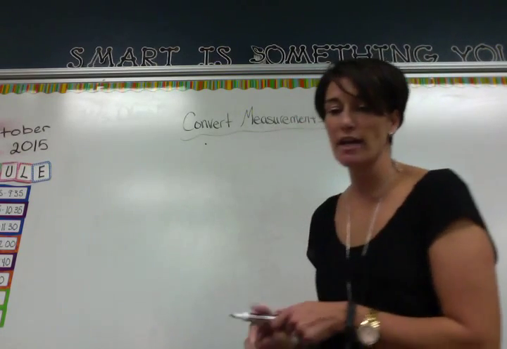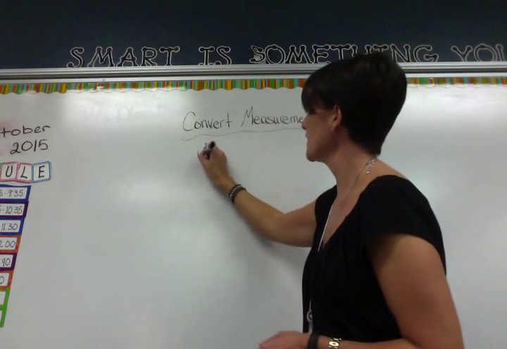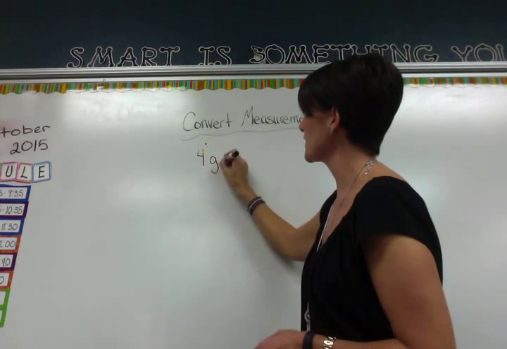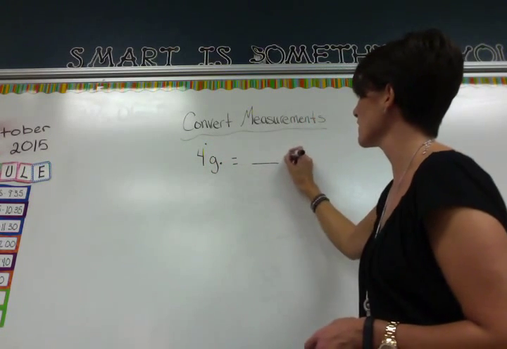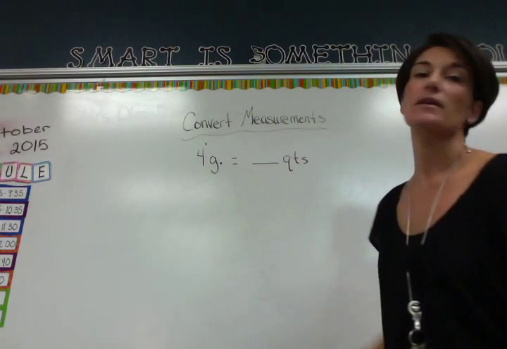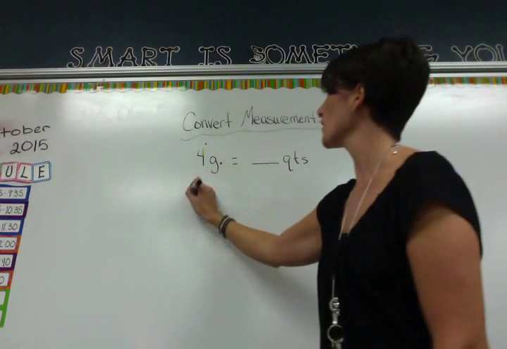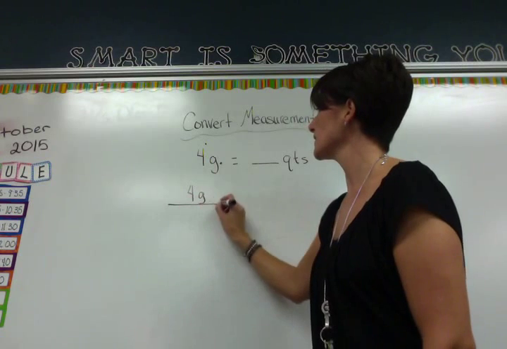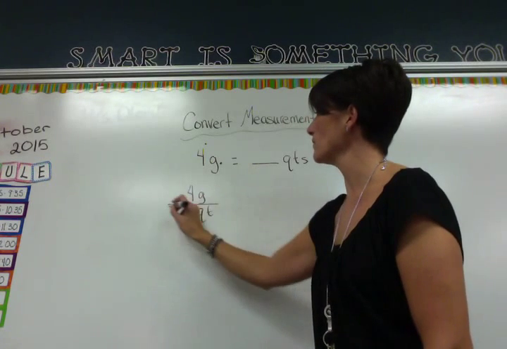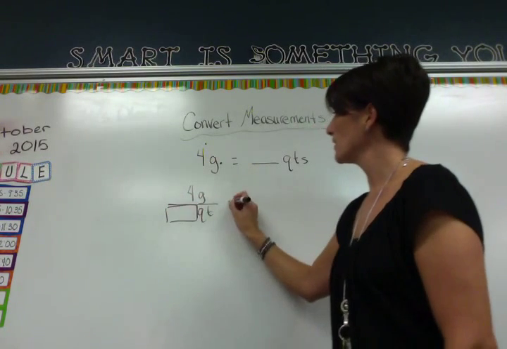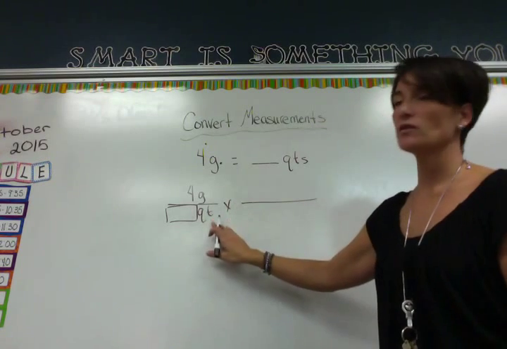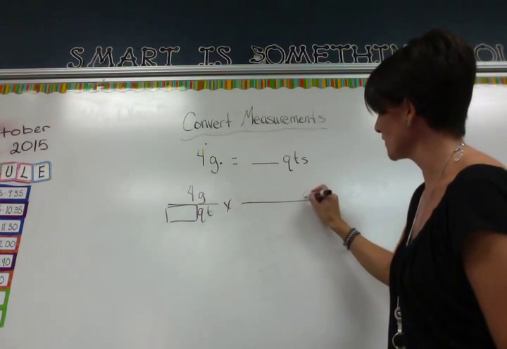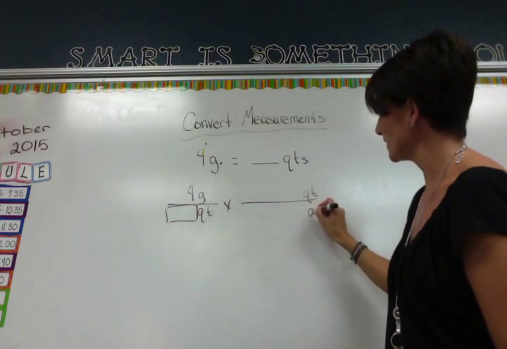All right, so let's try converting gallons to quarts. If I have 4 gallons and I want to figure out how many quarts that is, I'm going to go ahead and set up my problem as 4 gallons is the same as how many quarts. I don't know, that's what I'm trying to figure out. Over here I'm going to write the reciprocal, so if quarts is on the bottom, I'm going to write quarts up here at the top and gallons down here.